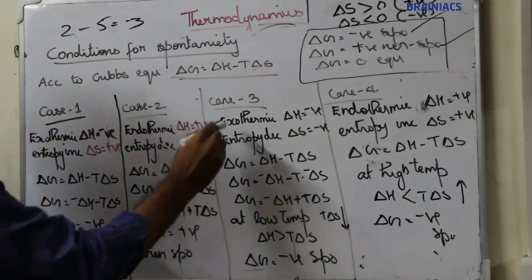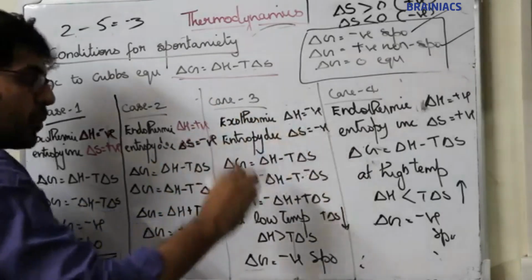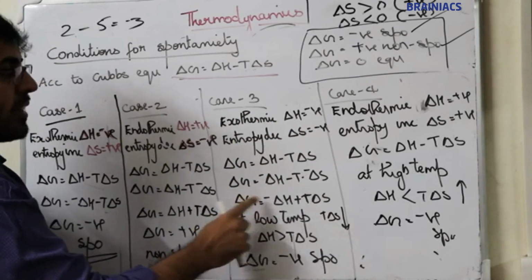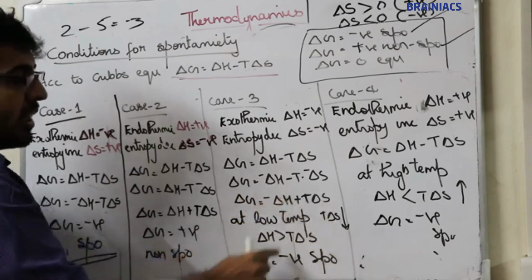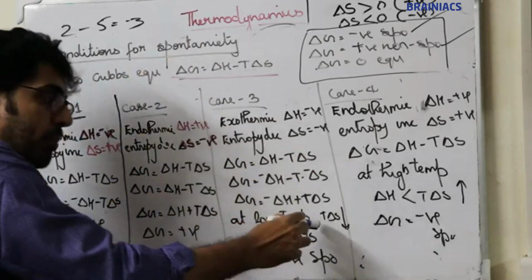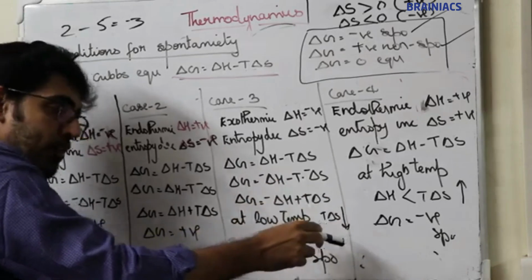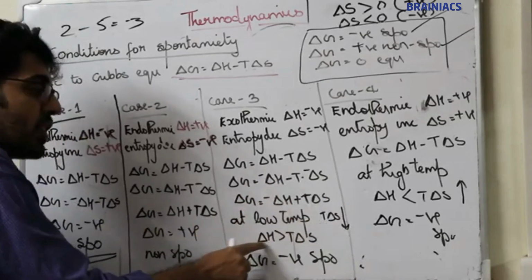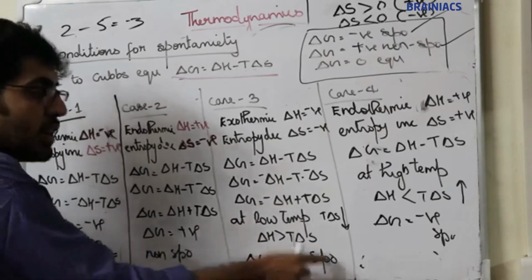Now third case, exothermic and entropy decreases. Delta H negative, delta S negative. Substituting, we will get delta G is equal to minus delta H plus T delta S. And this reaction will be spontaneous if temperature is low. At a low temperature, T will be low, so T delta S will be low, so minus delta H is greater than T delta S. If this is greater, you will get delta G value negative, spontaneous.